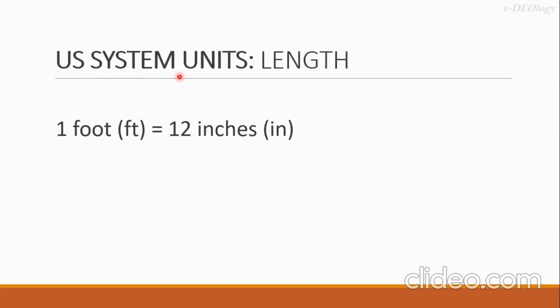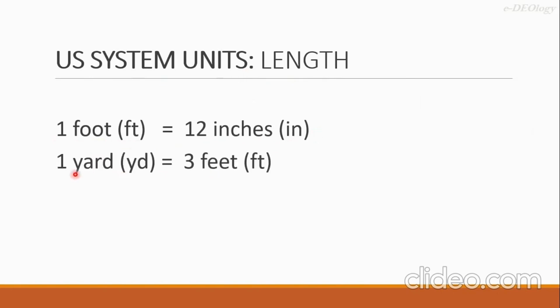Let us go now to the system units of length. We'll start with the foot, symbolized by FT. And here we have inches, symbolized by IN. In this equation, 1 foot equals 12 inches. Another unit is yard, symbolized by YD. So 1 yard equals 3 feet.